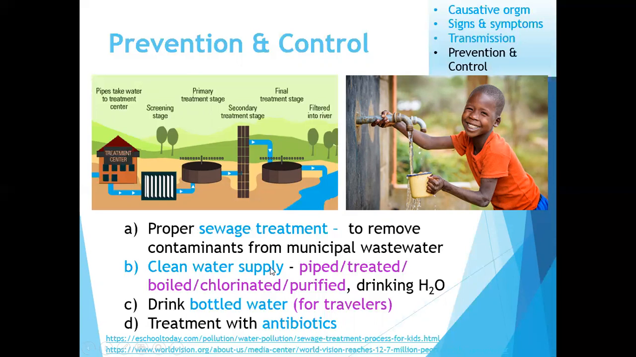B, clean water supply. So make sure that there is a water supply that is clean to the population. So it needs to be piped water, treated, boiled, chlorinated, or purified drinking water. So that's safe. C, drink bottled water. This is for travelers. If we travel overseas to a developing country, then we make sure we don't simply drink water from anywhere. We have to drink bottled water, mineral water. Then D, treatment with antibiotics, which can kill the bacteria.